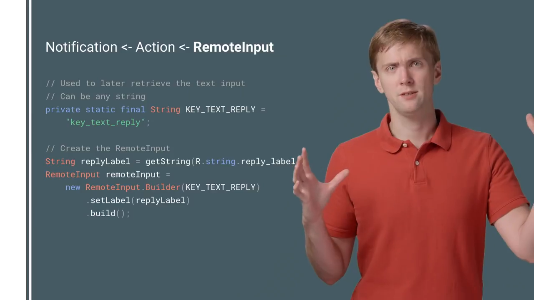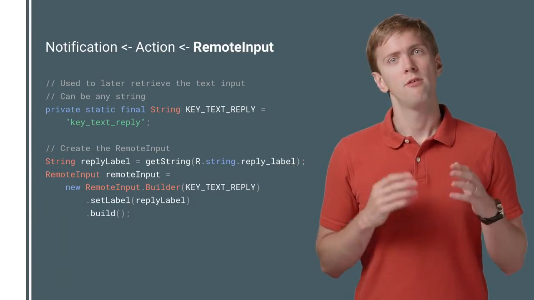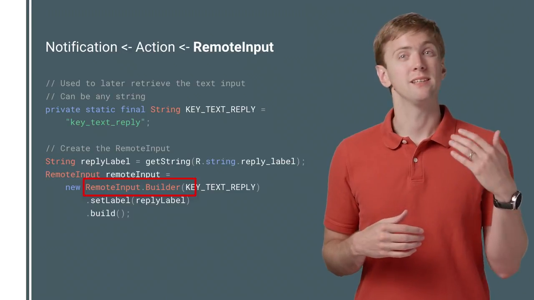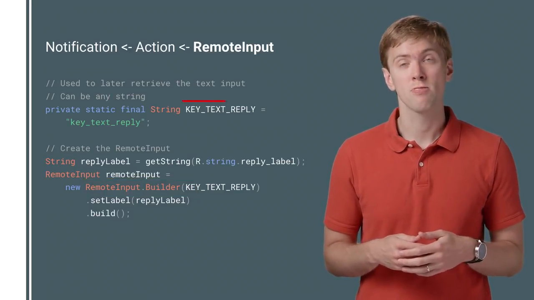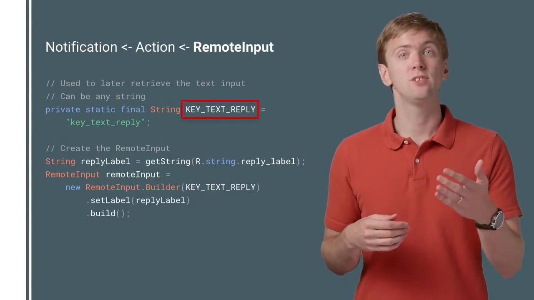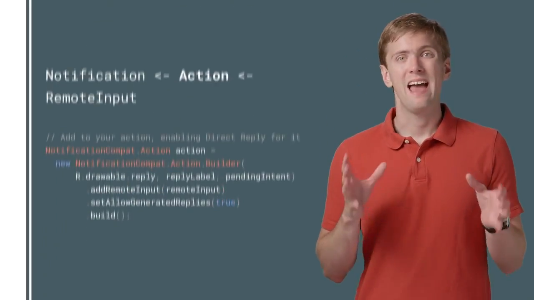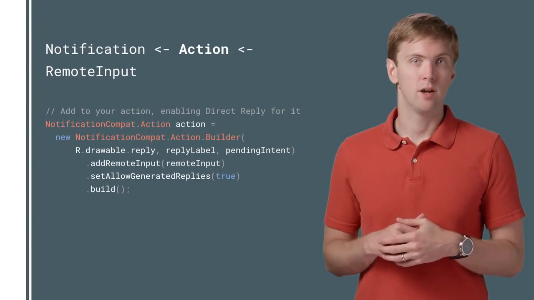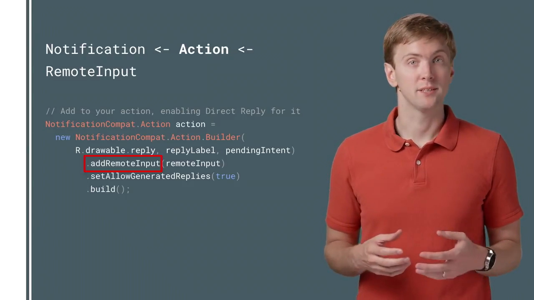So we'll have a notification with an action with a remote input. The remote input is what stores information like the hint text, the text that appears before the user types anything in, and the key, a unique string used to later retrieve what the user typed in. The action here is pretty standard. Of course, we'll want to use add remote input to add our remote input object.